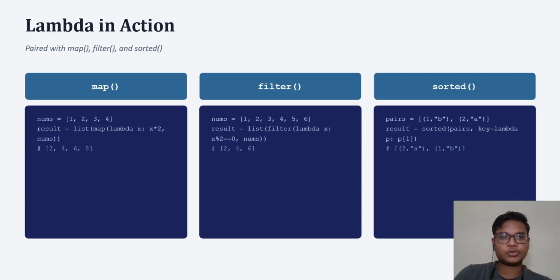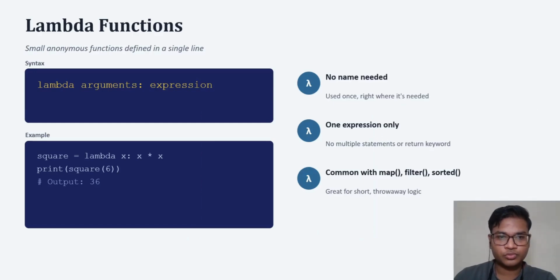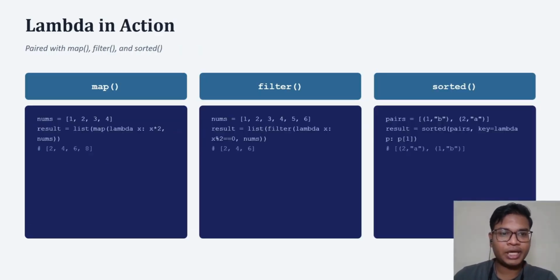Okay. So lambda paired with map, filter, and sorted. So if you do this, okay, in the map function, what do we have to do? We have any list, and I just want to multiply all the elements inside the list by 2 with the help of the map function.